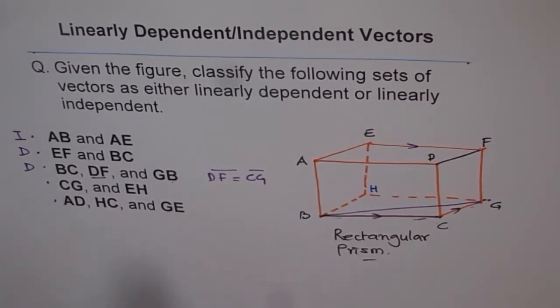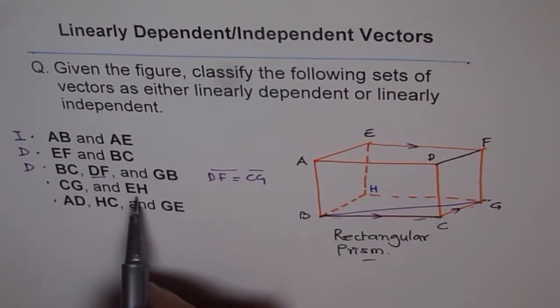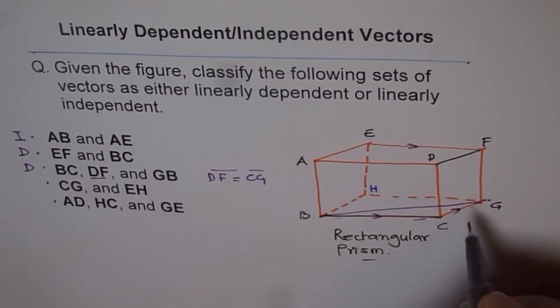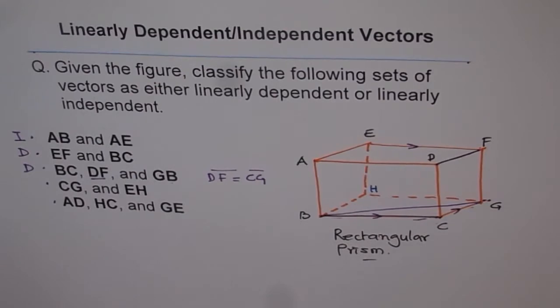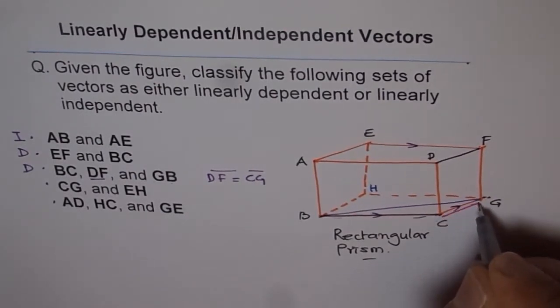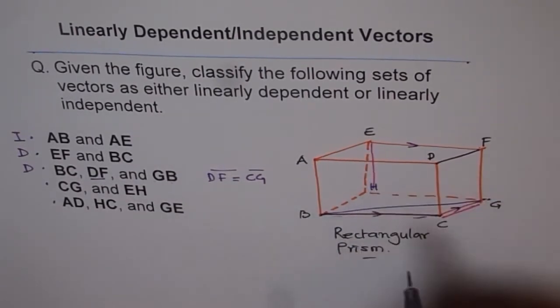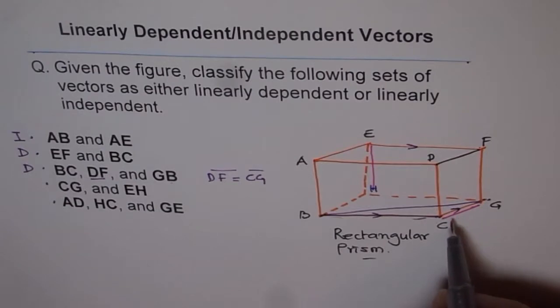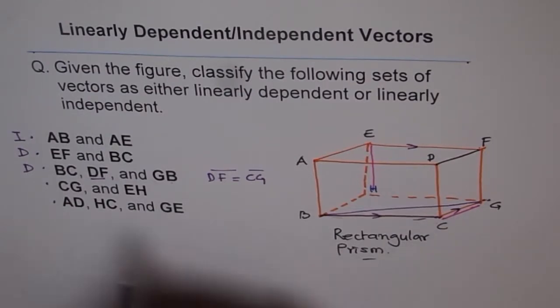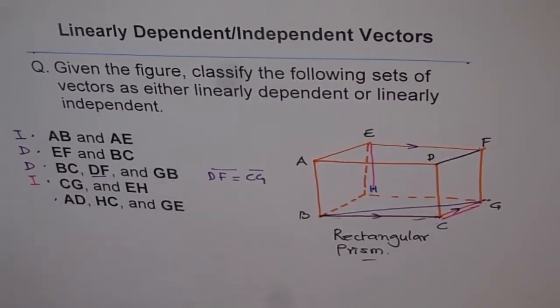Now the next one is CG and EH. So C to G is this vector which we're talking about. Let me change the ink now. CG is this vector, and EH. So E to H is perpendicular. They are in different directions, so they are not parallel, and therefore they are independent vectors.